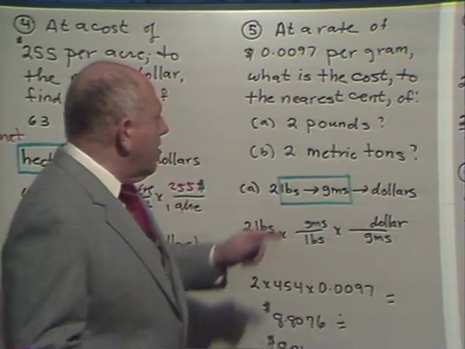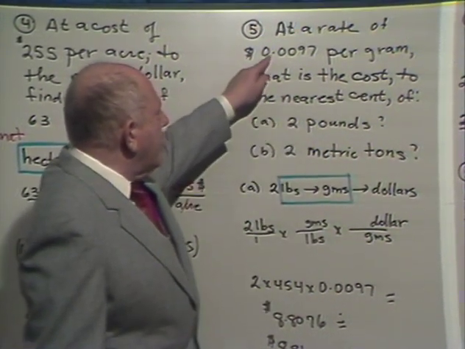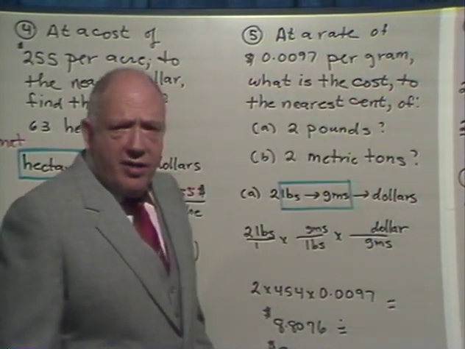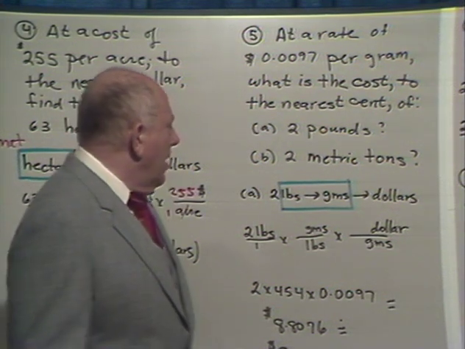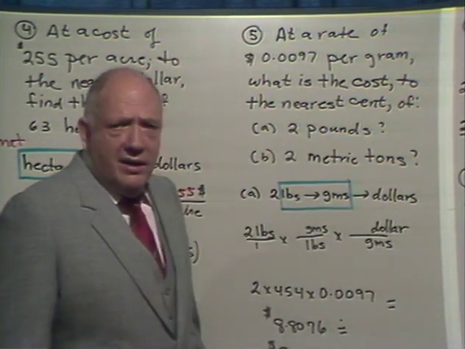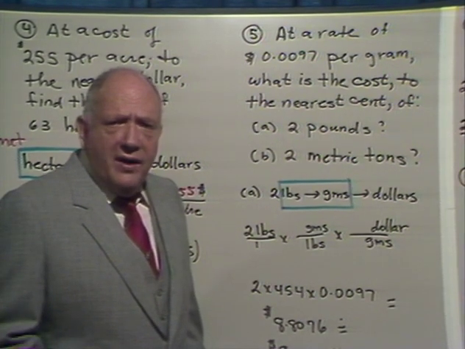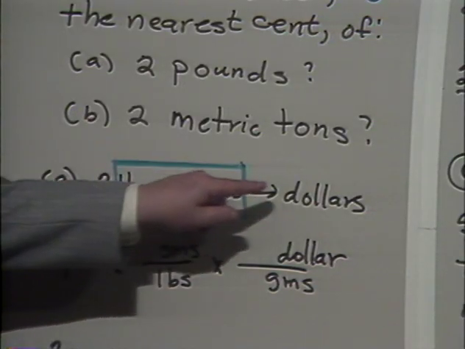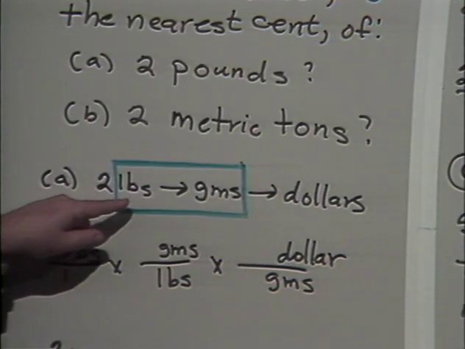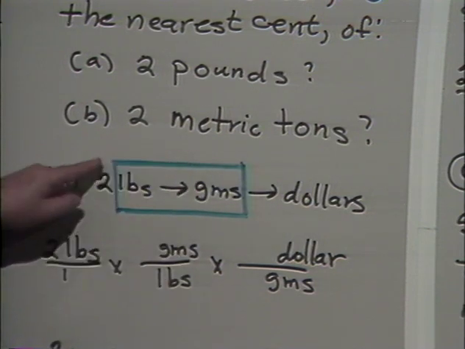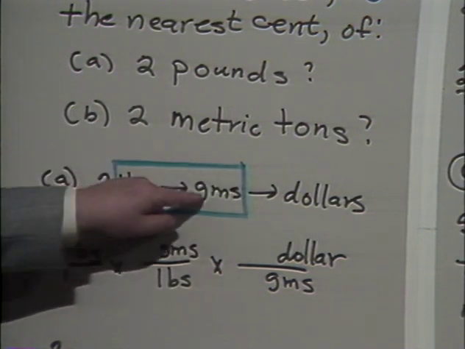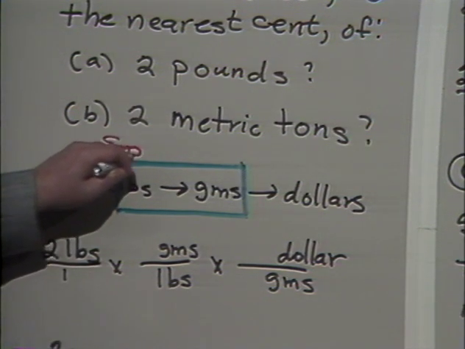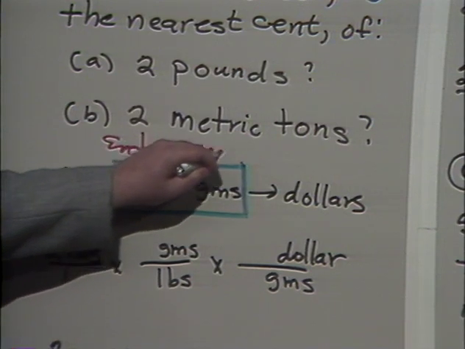Now, notice that what gives me a problem in Part A is, do you notice that the price, the rate, is given in terms of grams. Grams is a metric measurement. But the problem asks me to find the answer involving pounds, which is an English measurement. So somehow, in order to get from pounds to dollars, I first have to get from what? Pounds to grams. And I've again circled that in blue to indicate that that's one of our conversion factors.